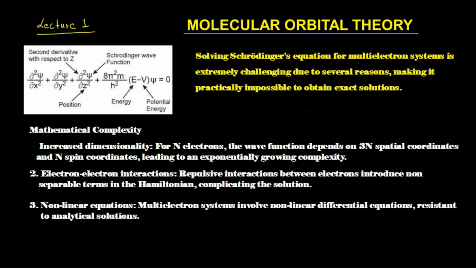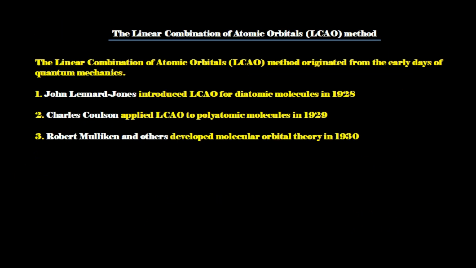Then non-linear equations. The nature of the equation is non-linear, and multi-electron systems involve non-linear differential equations which resist analytical solutions. That means we cannot get the analytical solution, that means the exact solution. So these are some of the mathematical challenges. Apart from this, physical challenges are also there, and computational challenges are also there. So we need to adopt the linear combination of atomic orbitals method, right? Here you see I have written the linear combination of atomic orbitals.